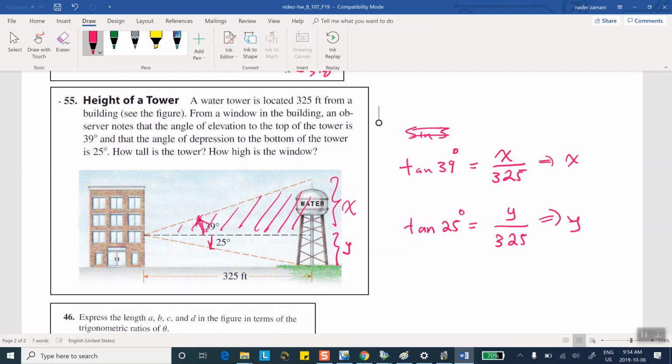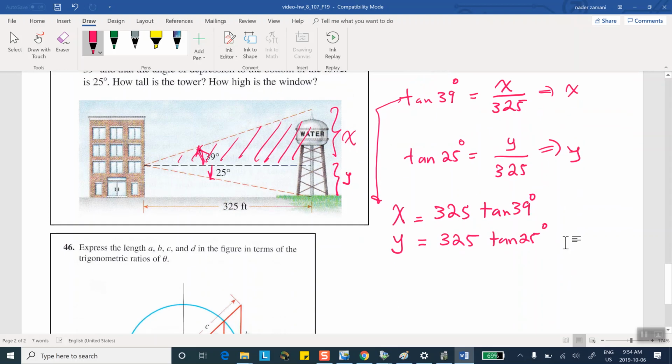So let's do that. For this one, x is equal to 325 tangent of 39 and y is equal to 325 tangent of 25. These are all degrees, okay? So the height of the tower is the sum of these two. You can do these separately on your calculator, or you can do it like this: 325 tangent of 39 plus 325 tangent of 25 and get your answer.